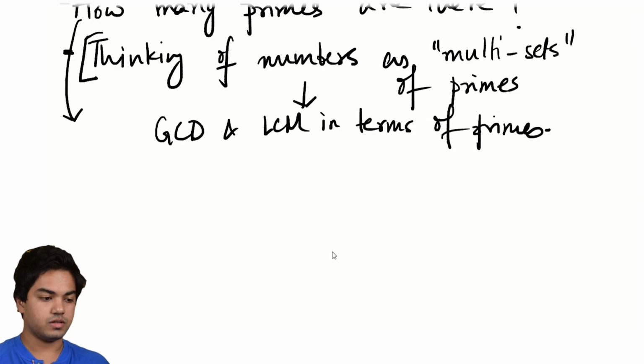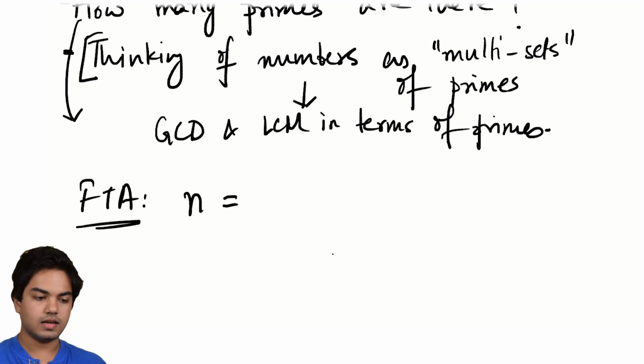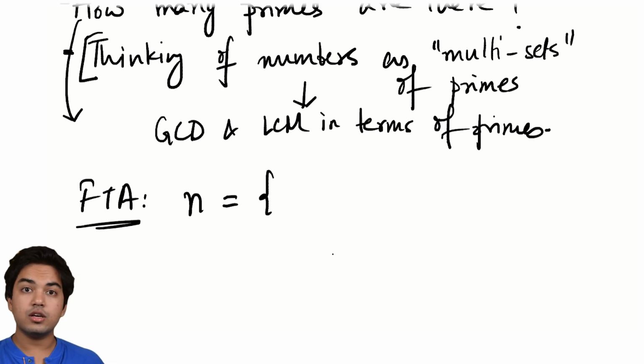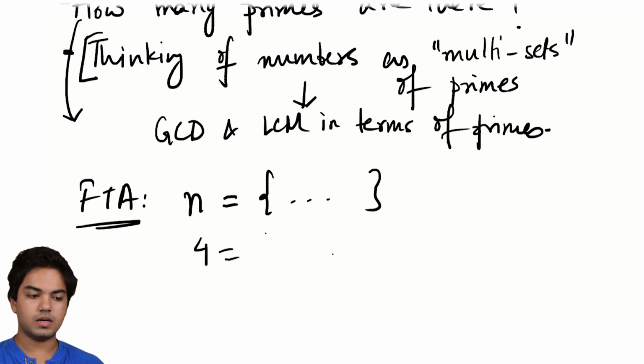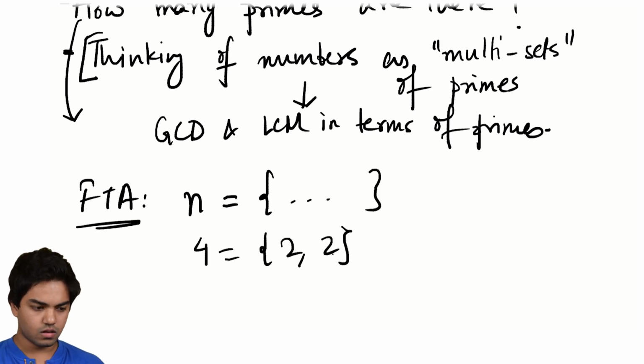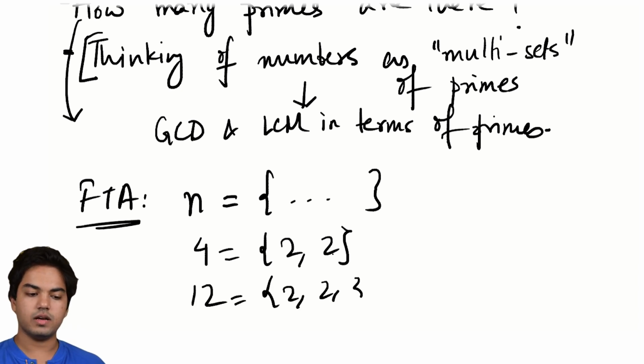Because of the fundamental theorem of arithmetic, I can think of any number as essentially a collection of primes in a unique way. And a multi-set of primes, or a multi-set in general, is really just a set where we drop the condition that one element cannot occur more than once. So, for example, the number 4 corresponds to the multi-set of primes 2, 2. The number 12 corresponds to the multi-set 2, 2, 3. Why? Because 12 is 2 into 2 into 3.